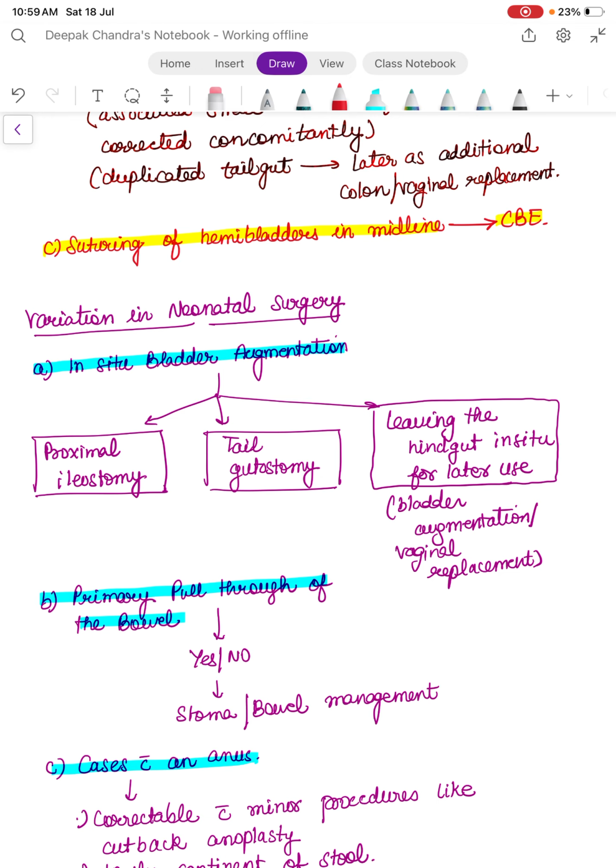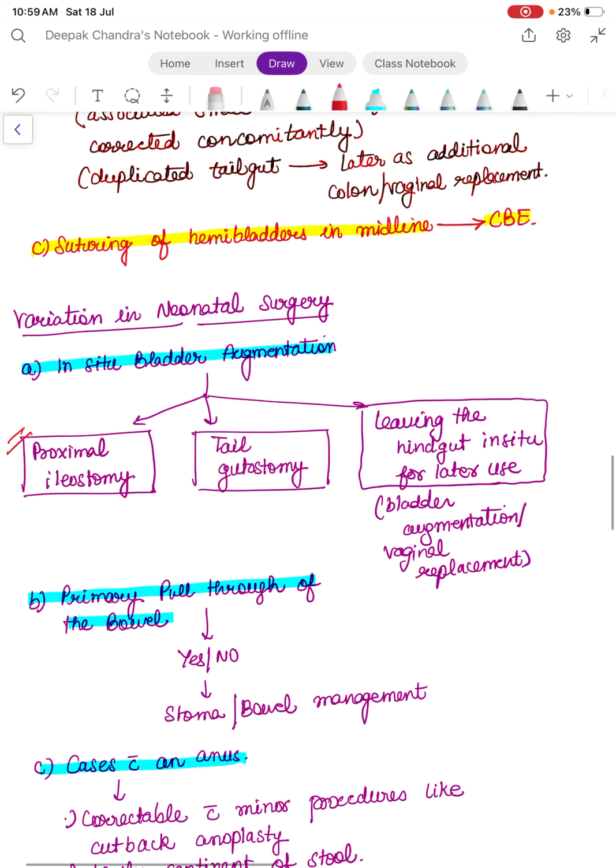So in situ bladder augmentation is further divided: one can do a proximal ileostomy, which is not recommended nowadays because it is associated with more water and electrolyte loss, and we are going to discuss the failure to thrive component and the disuse atrophy of the distal or the hind gut or the tail gut. That's why it is not recommended nowadays. And one of the commonest things recommended is tail gut ostomy.